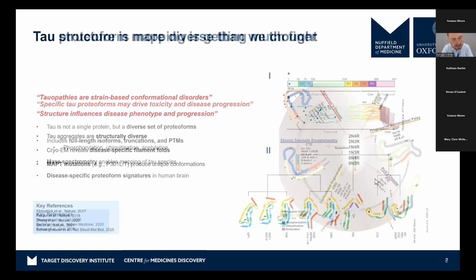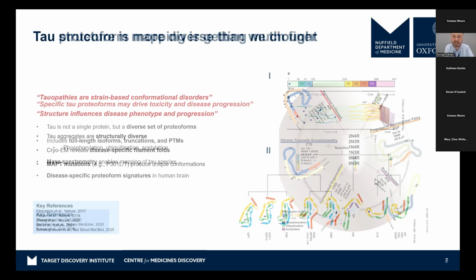So tau exists as a diverse set of proteoforms rather than a single uniform protein. And this is shaped by, as I said, alternative splicing, post-translational modifications, and also proteolytic processing. So recent large-scale analyses of human brain tissue have shown that tau diversity is far greater than previously appreciated, with extensive variation in the modification patterns and cleavage sites across the different tauopathies. So these molecular differences are not random, but rather follow disease-specific patterns that correlate with pathology and progression.